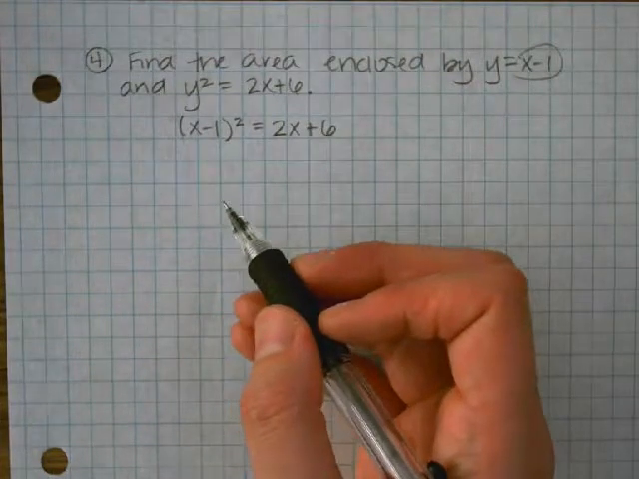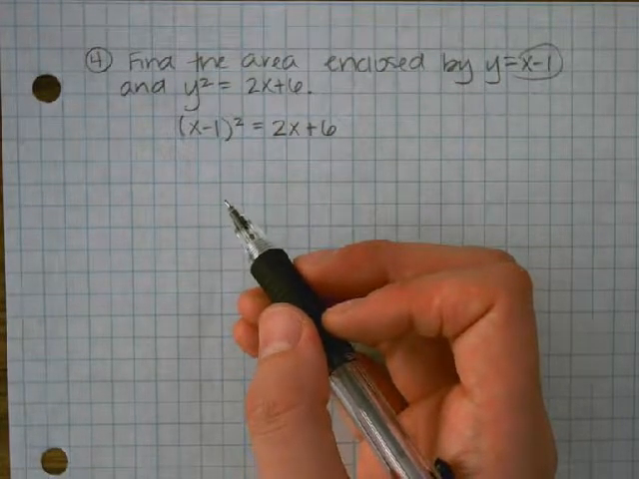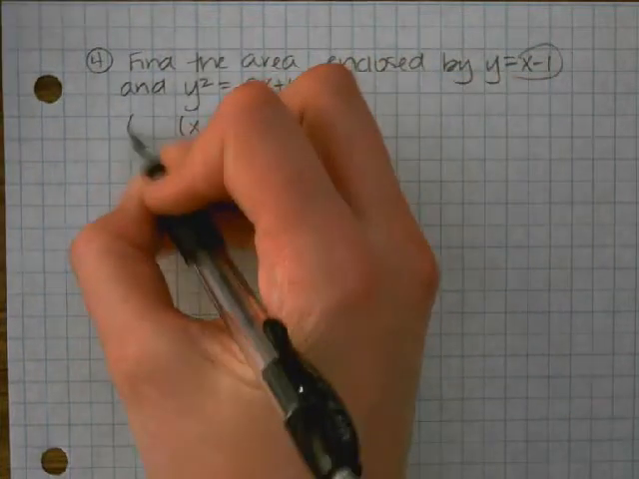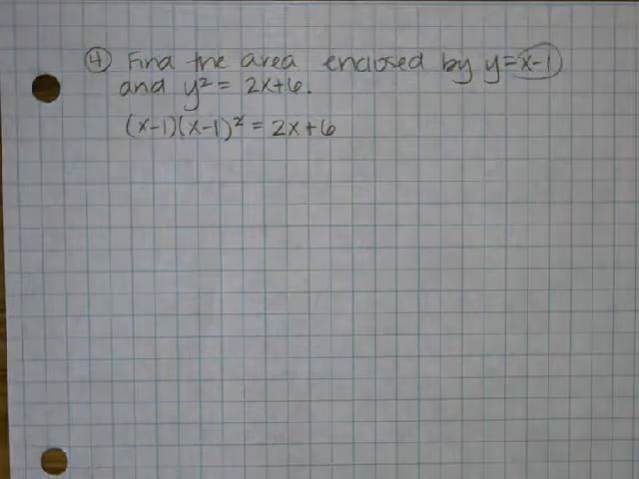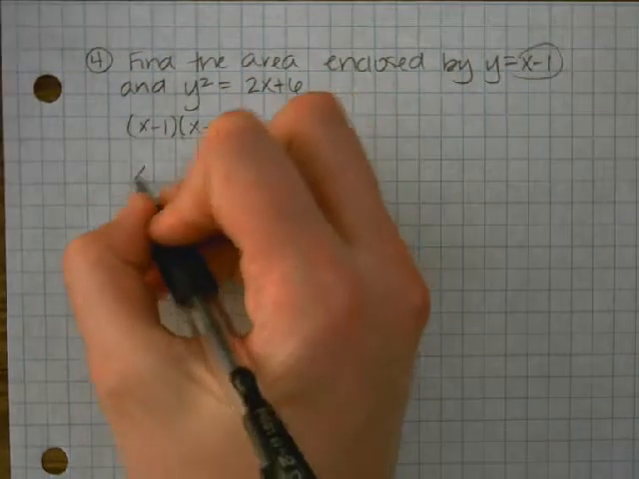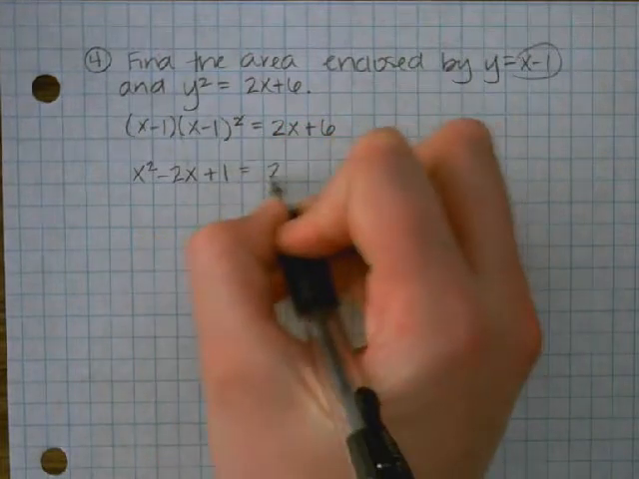X minus 1 squared? How do we do that? We don't distribute the squared. We FOIL, yeah. You don't want to distribute the squared because if you do that, you'll get it wrong. Yeah, so be careful with that. This gives us x squared minus 2x plus 1 equals 2x plus 6.